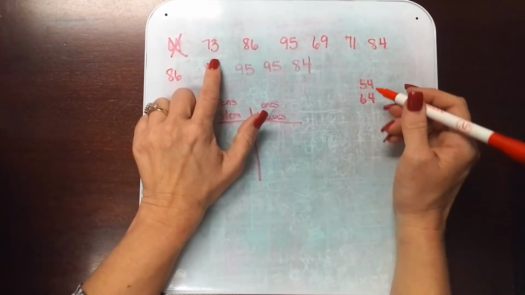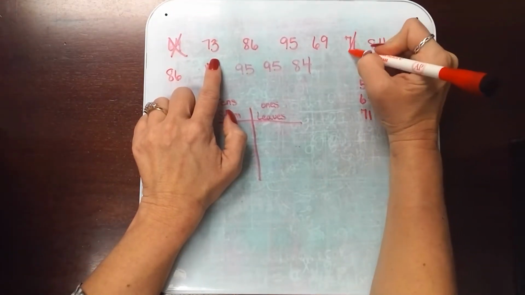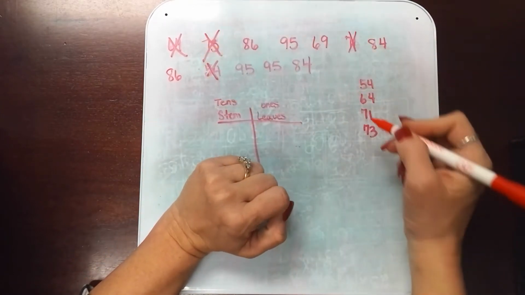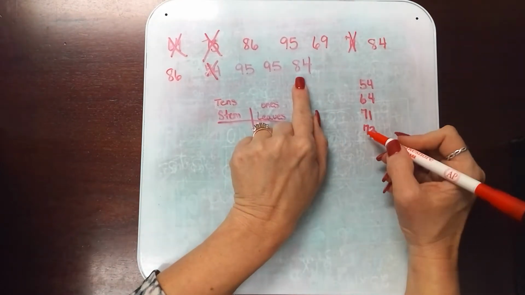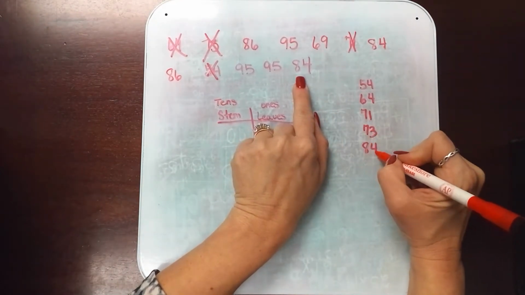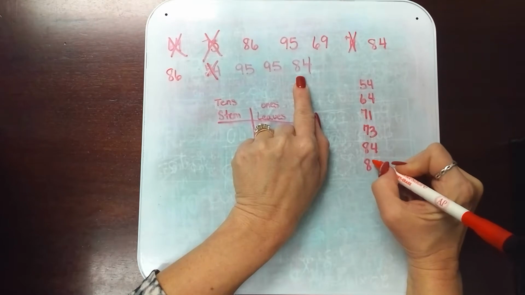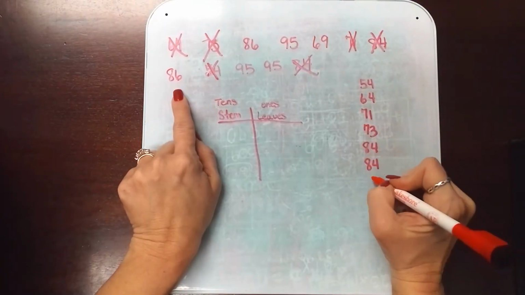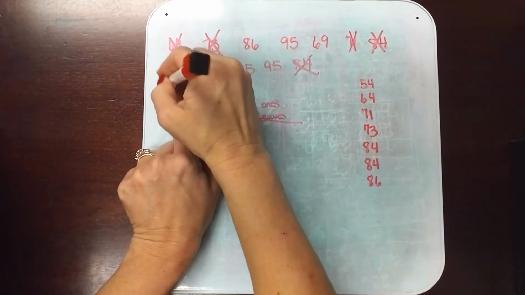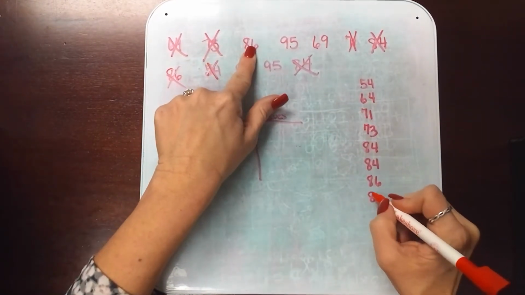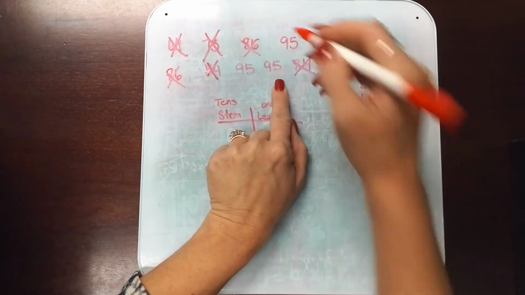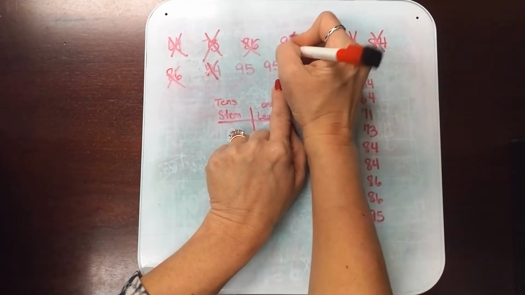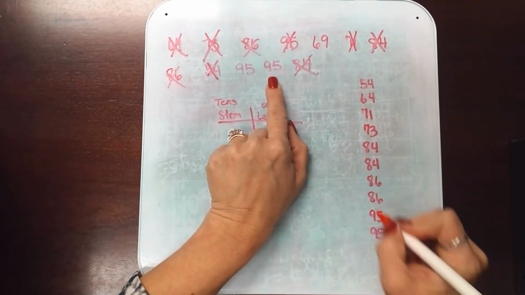50s, 60s, 70s. I have 71, and I have 73. 80s, I have 84. I have 84. I have 86. I have 86. And I have, oh, I missed one. I have 95. 95.